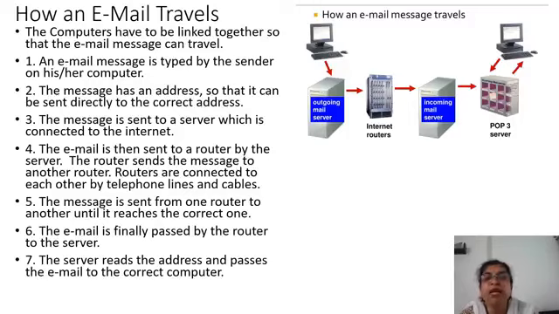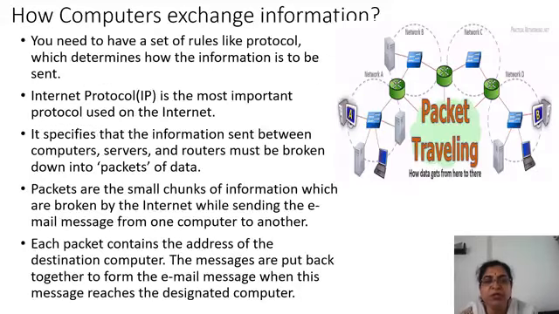The email is finally passed by the router to the server, and the server reads the address and passes the email to the correct computer. All this we have seen earlier. How do computers exchange information? You need to have a set of rules like a protocol, which determines how the information is to be sent. Internet protocol, IP, is the most important protocol used on the internet. It specifies that the information sent between computers, servers, and routers must be broken into packets of data.